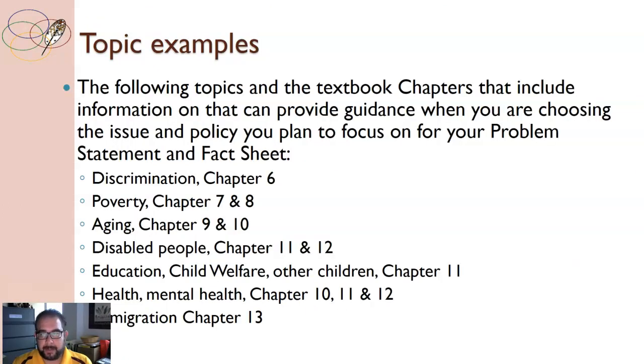So you might have a hard time. There are so many social policy issues that you can choose from. I would recommend using one from the book. And so the following topics and chapters have information and guidance on some of those areas of policy and social policy. So discrimination in chapter 6, poverty in 7 and 8, aging in 9 and 10, disabled people 11 and 12, and so on. So you can see these particular areas and topic examples that you can focus on.